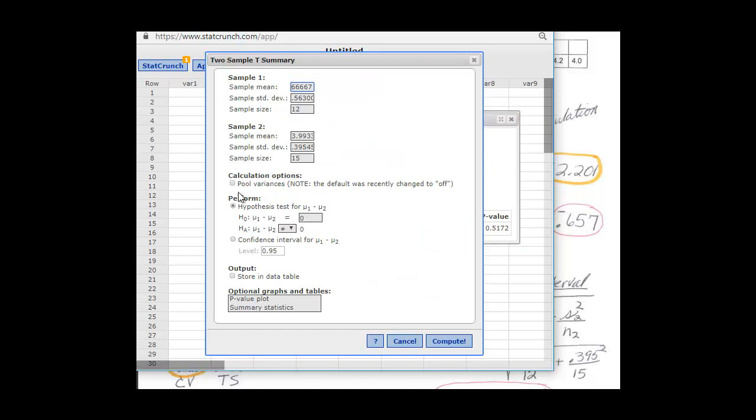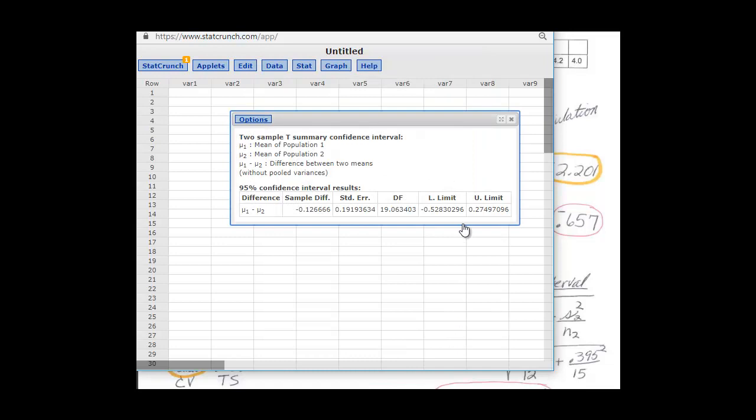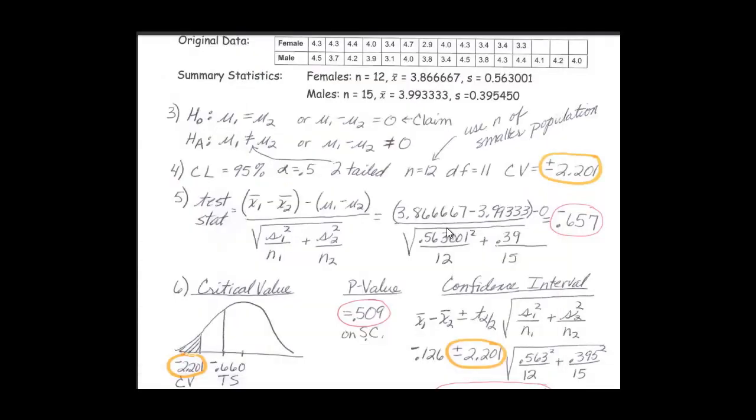So I'm going to click edit, and I'm going to come down here and do confidence interval. We're going to leave that at 0.95, so we're good to go. And we end up getting a confidence interval where you have negative 0.528 to a positive 0.274. So 0 is in that confidence interval. So again, we're probably not going to be doing any rejecting here.